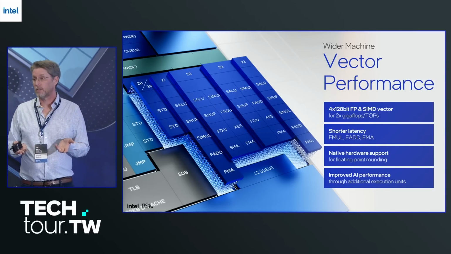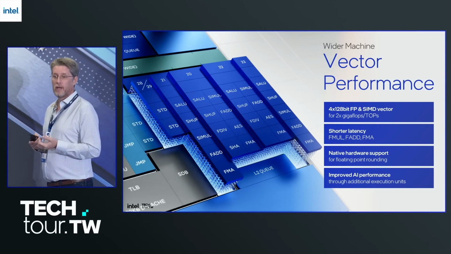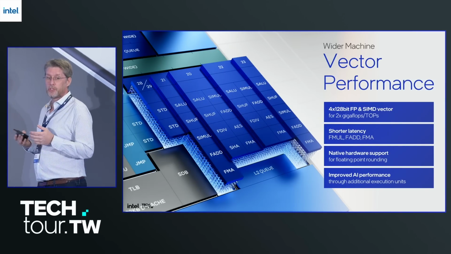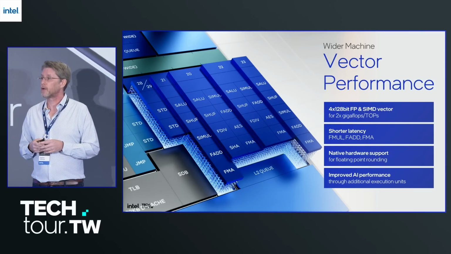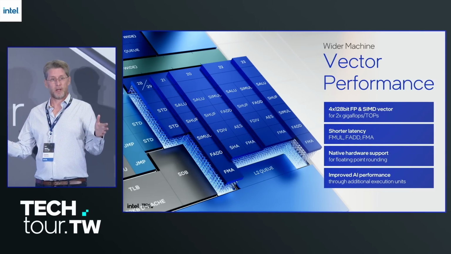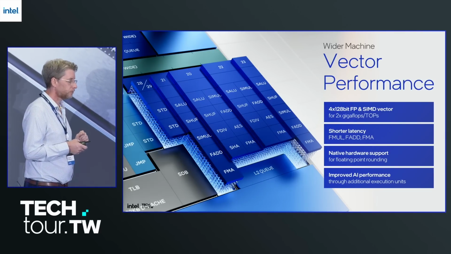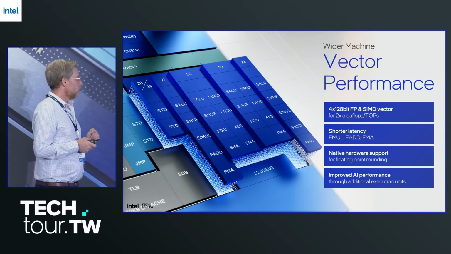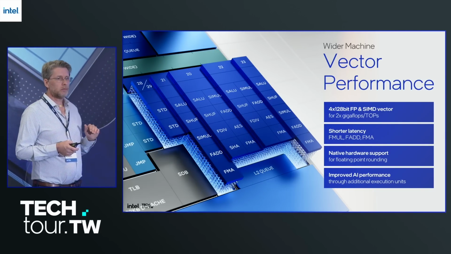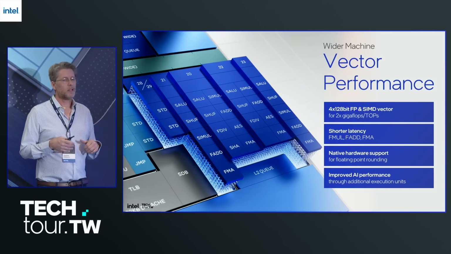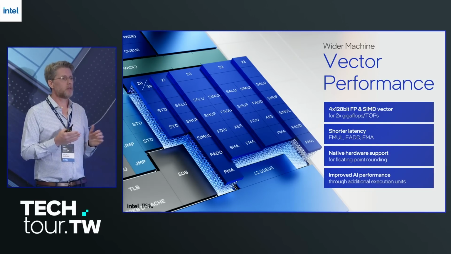In addition, we cut latency. So FADD, FMUL, FMA. We're down to a 4-cycle FMA, which is pretty consistent with modern microarchitectures. We have more bandwidth, but shorter latency at the same time in Skymont. Native hardware rounding support, floating point normalization. Previously in Gracemont and Crestmont, we didn't pay for that hardware.